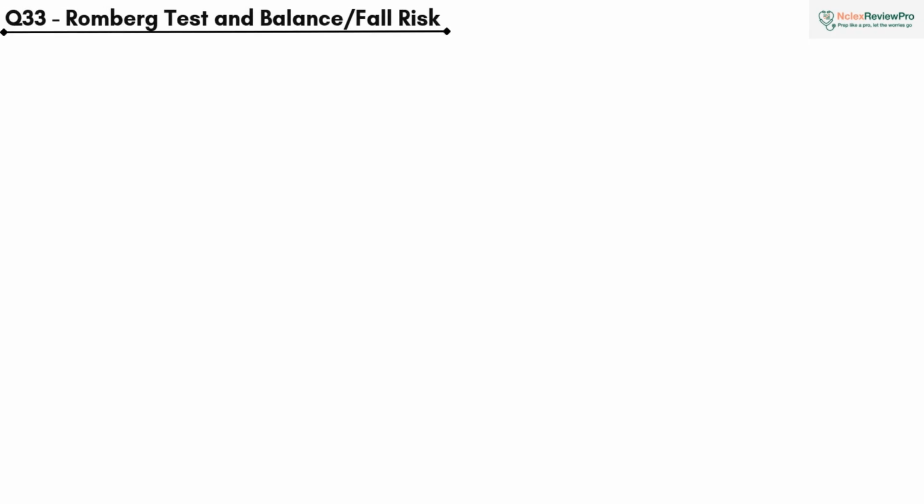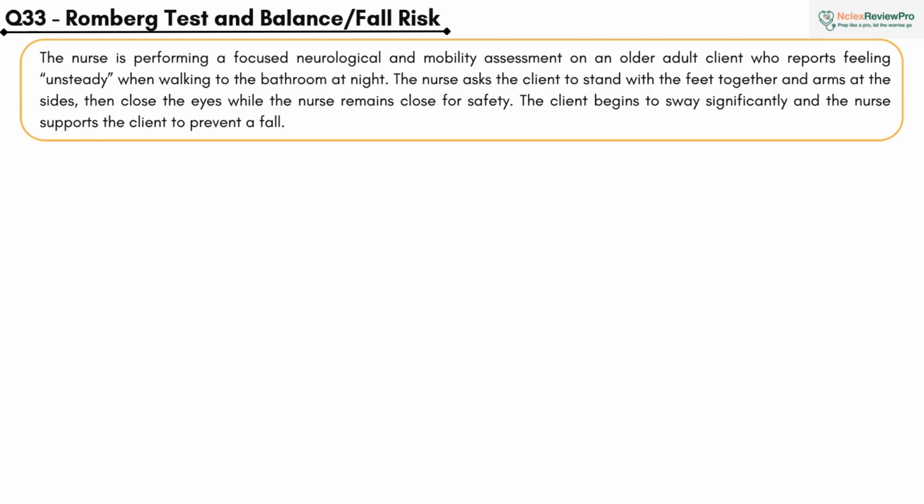Question 33. NGN type bow tie. Romberg test and balance/fall risk. Clinical scenario. The nurse is performing a focused neurological and mobility assessment on an older adult client who reports feeling unsteady when walking to the bathroom at night. The nurse asks the client to stand with the feet together and arms at the sides, then close the eyes while the nurse remains close for safety. The client begins to sway significantly, and the nurse supports the client to prevent a fall.